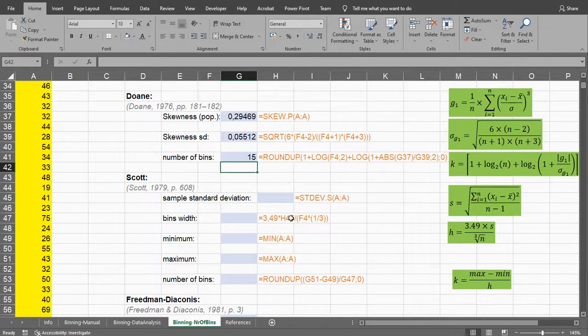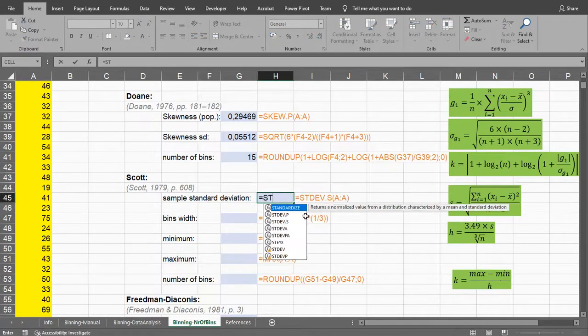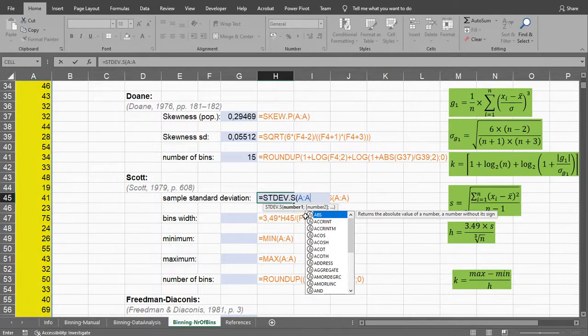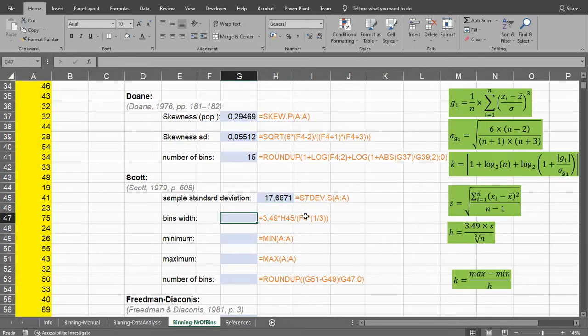Alright, we're getting there. There is also Scott's rule, who takes the standard deviation, luckily the sample version, so STDEV.S, and luckily, Excel has a standard deviation function for us. We then calculate the width, because actually Scott only gives a calculation for the width of the bins, and that's set to 3.49 times that standard deviation divided by the cubic root of our sample size. So again, to the power of a third should give us that result.